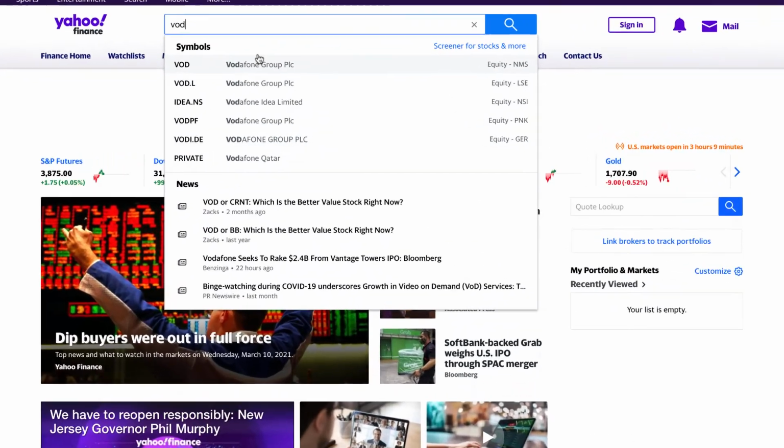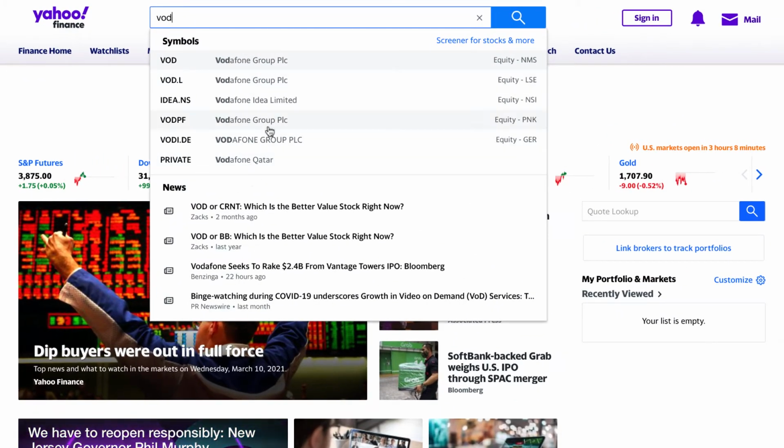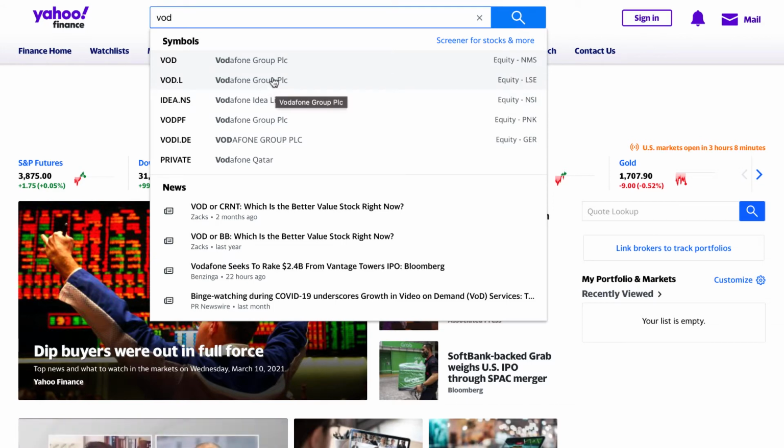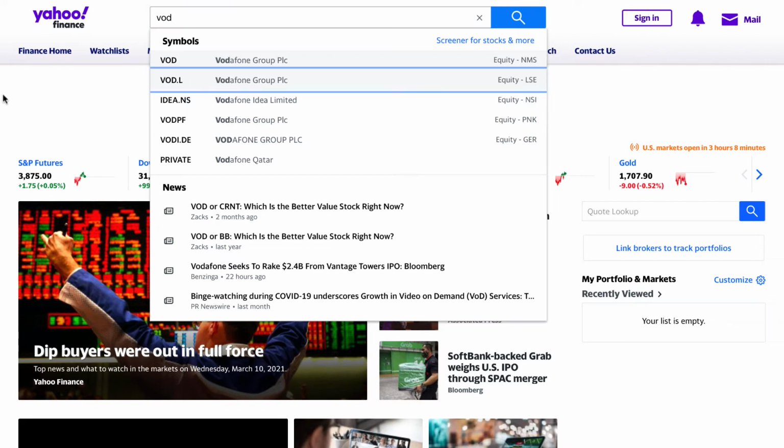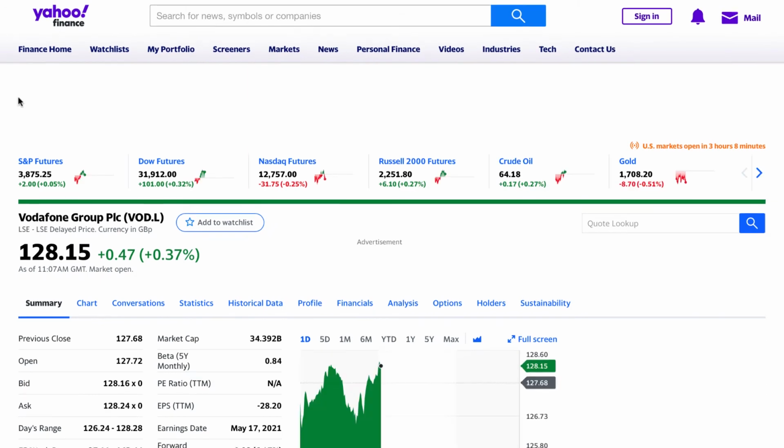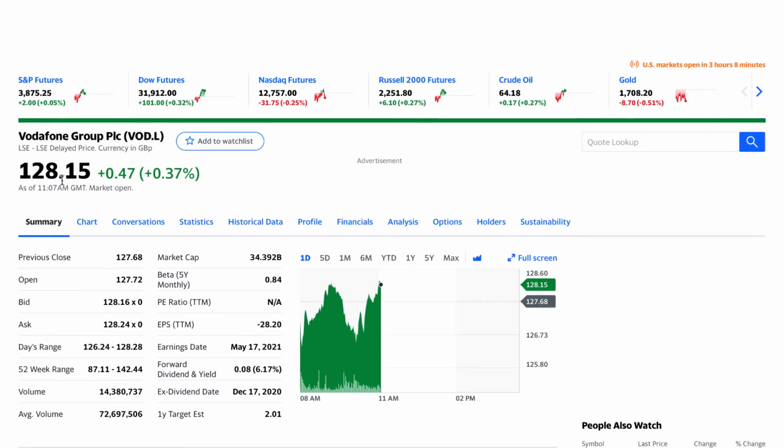And notice that over here, there are multiple Vodafones, right? But I'm interested in the one that's listed on the London Stock Exchange. So the one that's in the UK. And so we can see that this is the one because it's telling us it's LSE, which is the London Stock Exchange. And I think that L over there is also telling us that this is listed on the London Stock Exchange. Okay, so this is Vodafone, and that of course is listed in the UK.